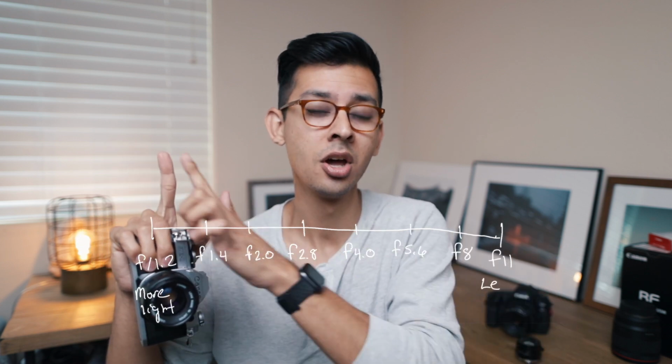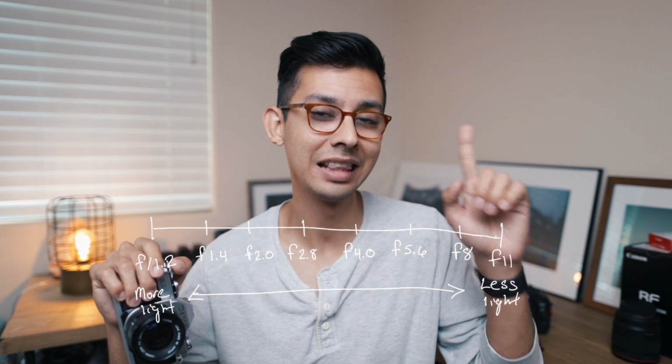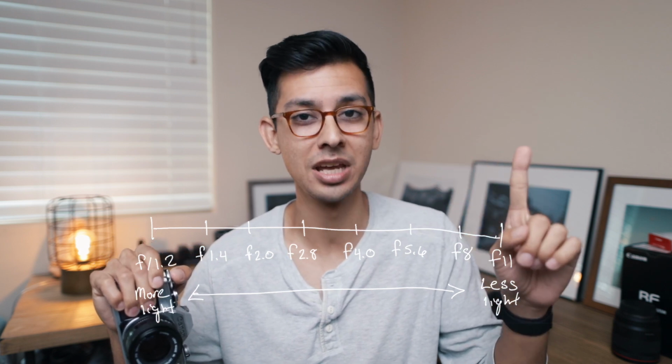So you have this spectrum of letting in lots of light, but a small depth of field, all the way to letting in less amounts of light, but having a greater depth of field. The best way to illustrate this is to just show you.